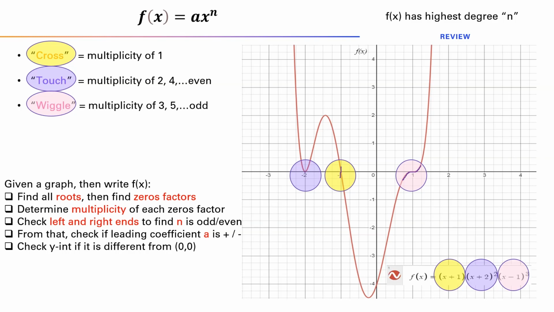That's how we find the roots, right? But what does that mean? When you see a straight line crossing a point, like in the yellow area, it represents a multiplicity of 1, for that zero factor. So what is the zero factor? This is called a zero factor because if you set each of those factors equal to 0 and solve for x, you have the root, right?